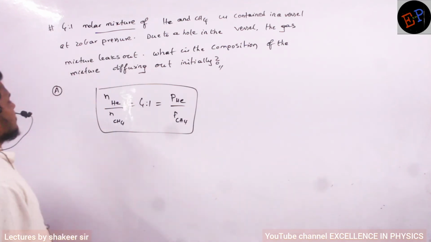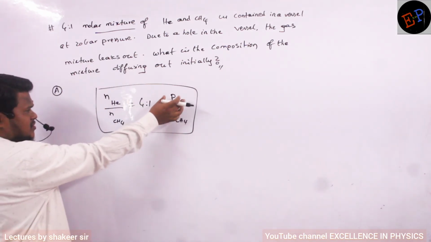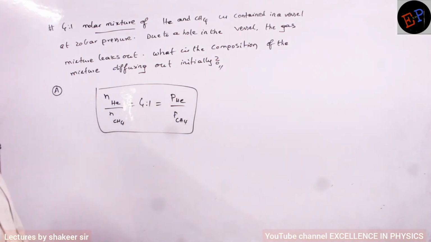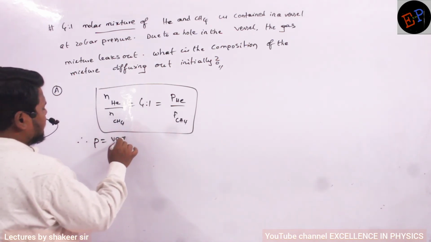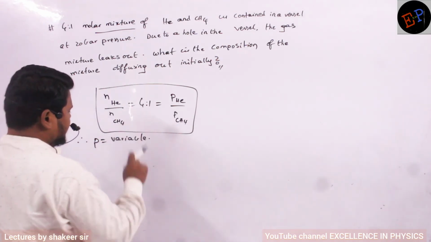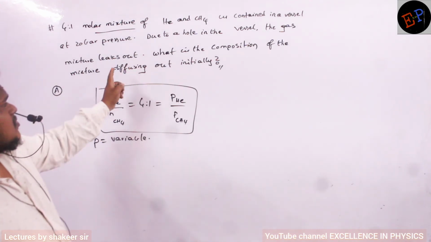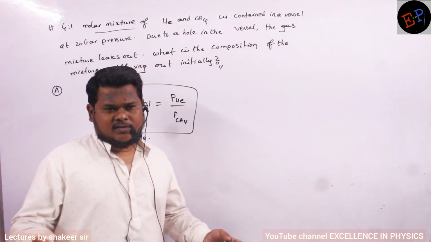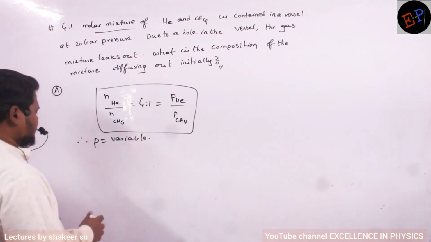So pressure is a variable. Is it a constant? No. The pressure of helium is 4 times greater than the pressure of methane gas. Therefore pressure is a variable, not a constant. The hole is made, so the gas leaks out. The time of leaking is the same for both gases, because both gases leak out from the same hole. So the times taken are also the same.